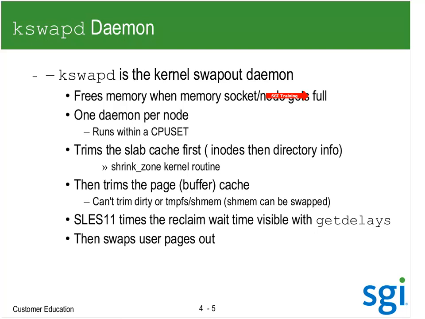So there's one kswapd per node. The number after it is the node that it's running on. It runs within a CPU set. So the kswapd itself is within that CPU set.